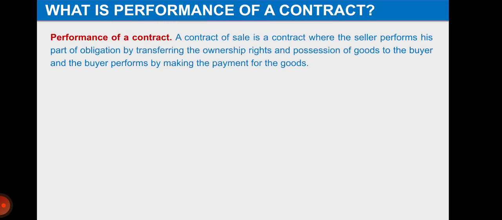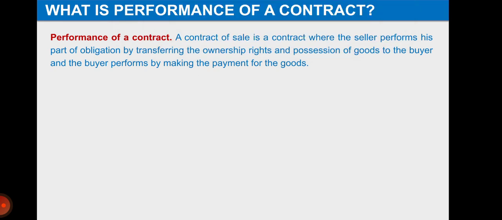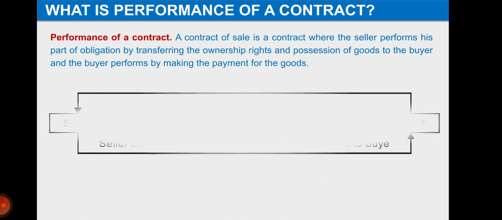Performance of the contract means when both the parties perform their respective obligations and nothing is being left. So it is called performance of the contract when the seller has supplied the goods and buyer has made the payment. So in case of sale, the performance is done immediately. But in case of contract of sale, the performance is done at a future date.